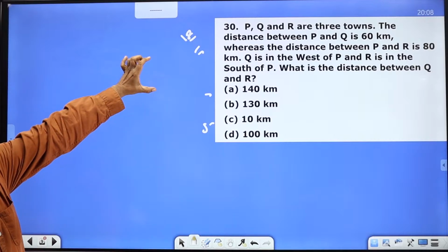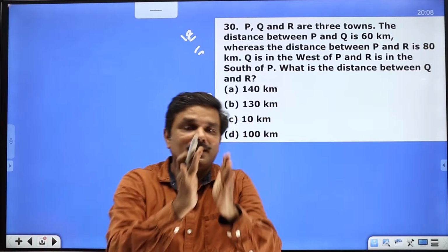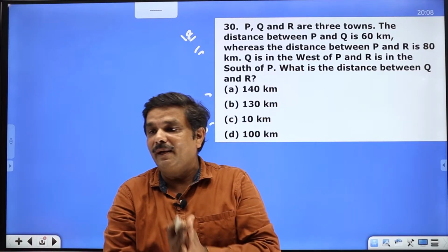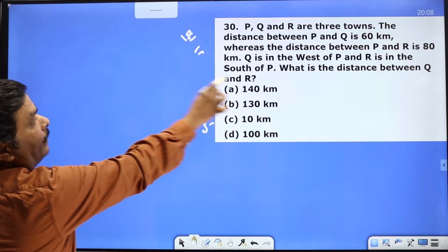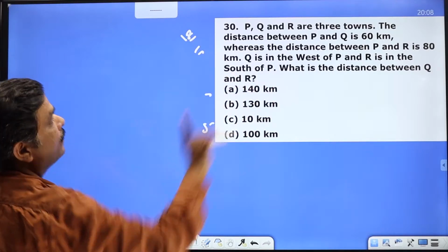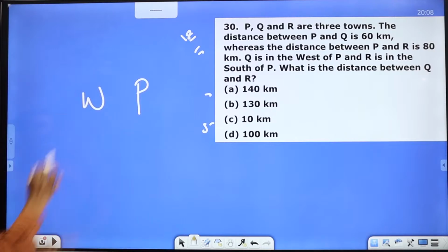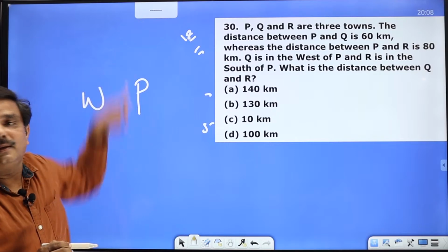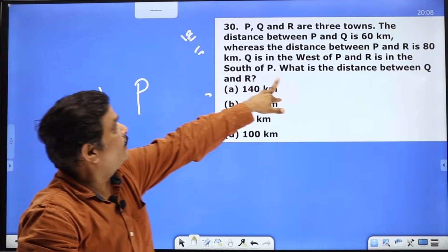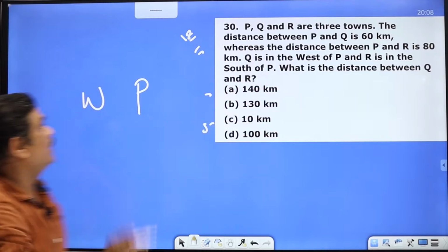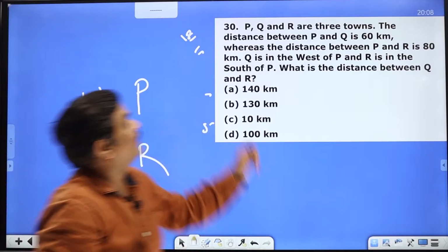Instead of taking the distances first, you start with the positioning, right? There is a technique in directions. When distance and positioning both are given, first focus on positioning, then go for the distance. What's the positioning here? Here they have given Q is in the west of P. Suppose this is P. Q is in the west. Always remember, on a plane, top is north, the bottom is south, right side is east, left is west. Okay, now Q is to the west of P and R is to the south of P. Over. Positioning is completed. Right, now go for the distance here.